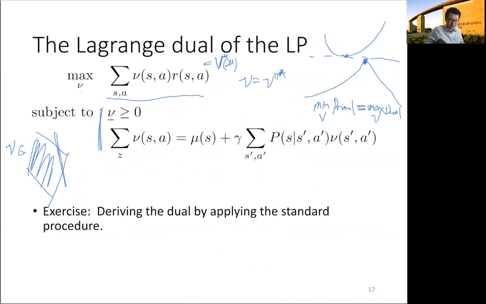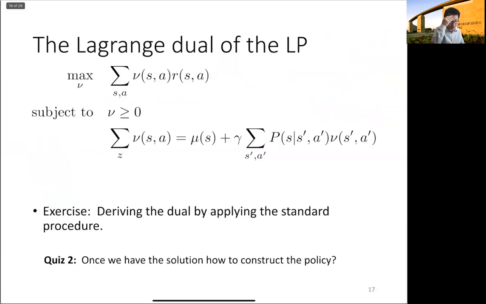As an exercise, I encourage you to try deriving the dual by applying the standard Lagrange multiplier technique, minimizing the Lagrangian, and then constructing this exact formula, right? So it will be a very good exercise. I may well just leave this as one of the homework questions for you guys to work out.